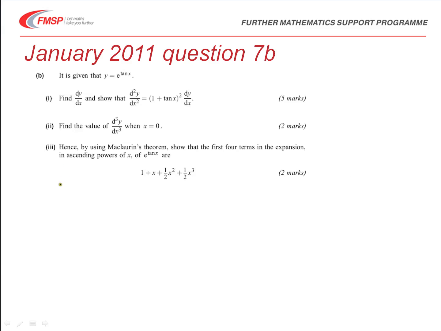Part B, we're now going to apply the Maclaurin expansion to actually work out y equals e to the tan x. So in part 1 we're being asked to find dy by dx. In order to get that one, it's e to the something, so we know the differential of e to the something is e to the something, but then we've got to differentiate tan, which gives us sec squared, so this becomes sec squared x e to the tan x.